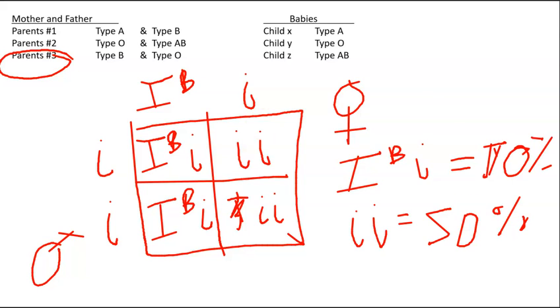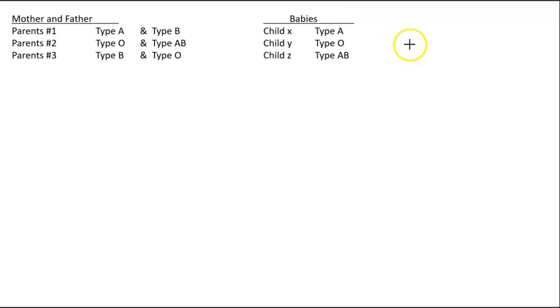Okay, so to review, parent set number 1, they are more than likely the parents of child Z, because they are the only parents that can come up with type AB blood. So parent set number 1, draw a little line to type AB.